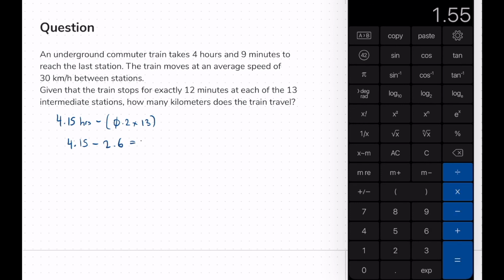Which is equal to 1.55 hours. Now this is telling me that it's between stations moving at 30 kilometers an hour. Well, I'm going 1.55 hours of moving time. And this will give me my total distance covered. 1.55 times 30 is equal to 46.5 kilometers in total.